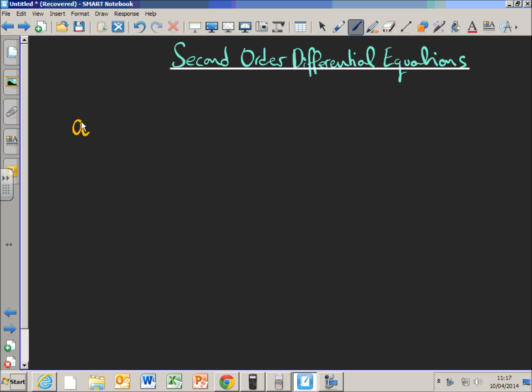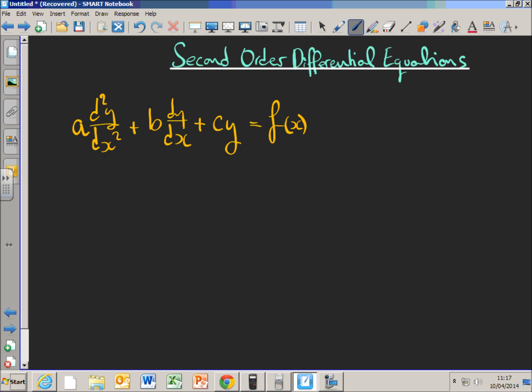to get are when we've got a d2y/dx squared plus b dy/dx plus c y, and that's why it's second order, because we've got this d2y/dx squared there, equal to something over here, something in terms of x. Okay, you happy with that?